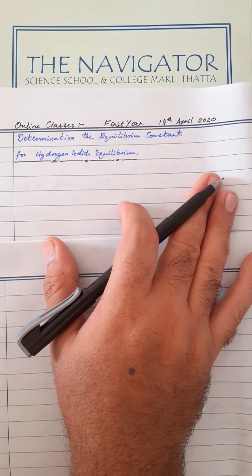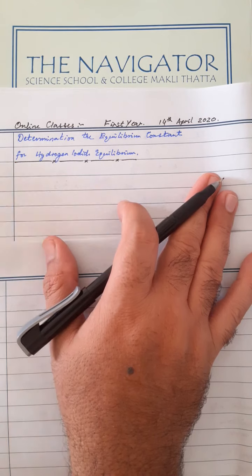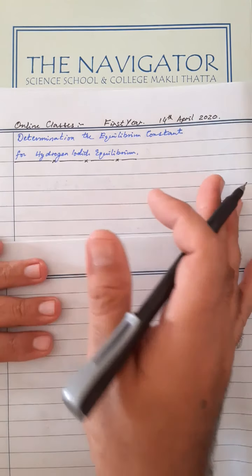Today we will continue the same topic, determination of the value of the equilibrium constant. Yesterday we did it for ethyl acetate equilibrium. Today we will do it for hydrogen iodide equilibrium. Let me first write the reaction.